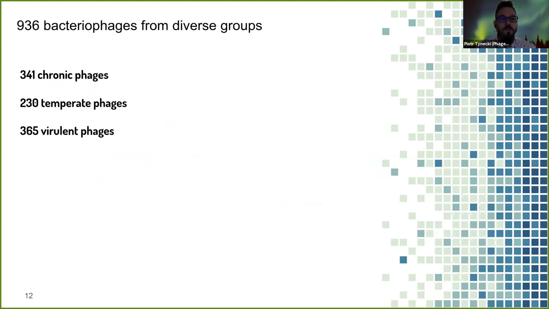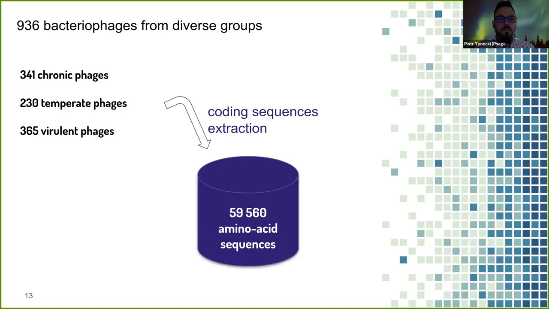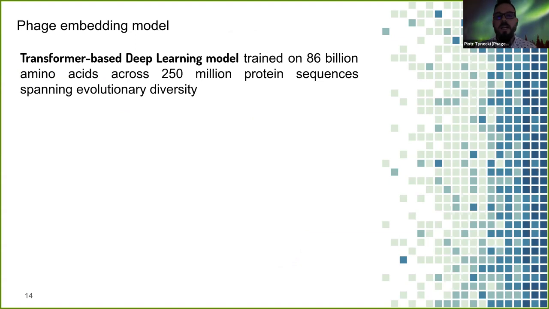So we extended the training set with more than 300 chronic phages, which we extracted from the public domain, but as well as from private consortiums. It allowed us to collect more than 60,000 amino acid sequences, which we extracted with our own technology. So this is one of the novel changes which we made. We are working with amino acids right now, not with raw sequences.